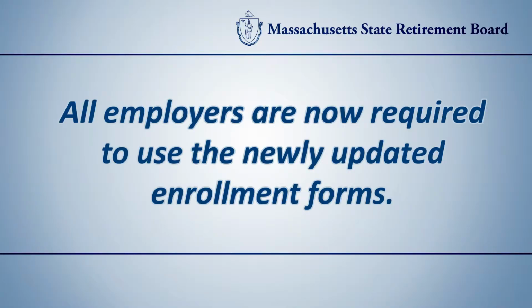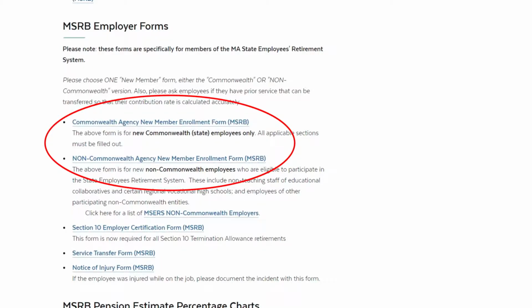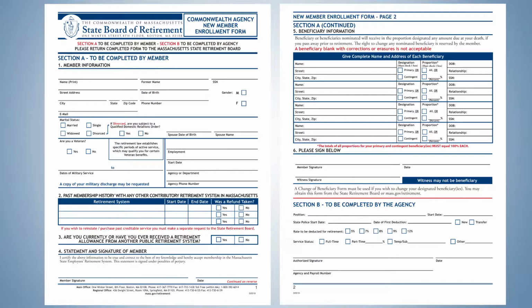Please note, all employers are now required to use the newly updated enrollment forms. The most current forms are posted here on this webpage. The form has two sections. Section A is to be completed by the new member, and Section B is to be completed by the hiring agency. Let's take a look at Section A, which has 6 subsections.